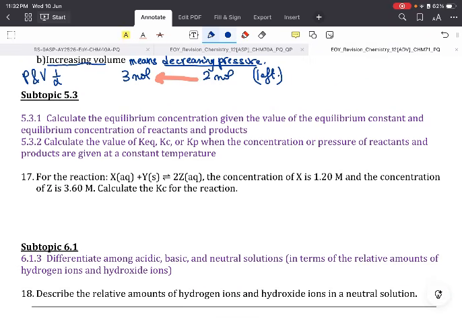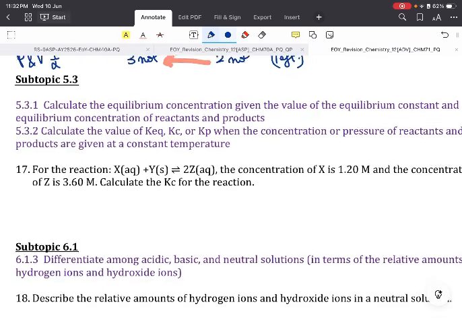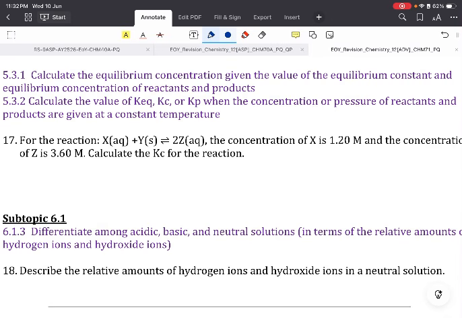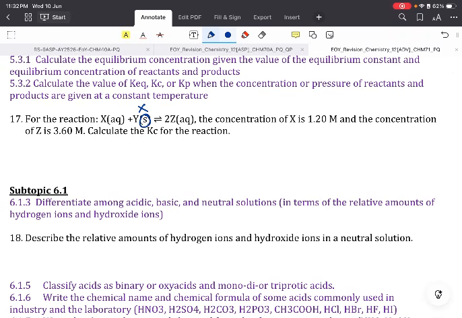Moving to topic 5.3, there's only one question. For the reaction X plus Y, note that Y is solid. It's not going to be included in the formula of K equilibrium. The concentration of X is 1.20 molar and the concentration of Z is 3.60 molar. Calculate Kc. So let's write the equation.